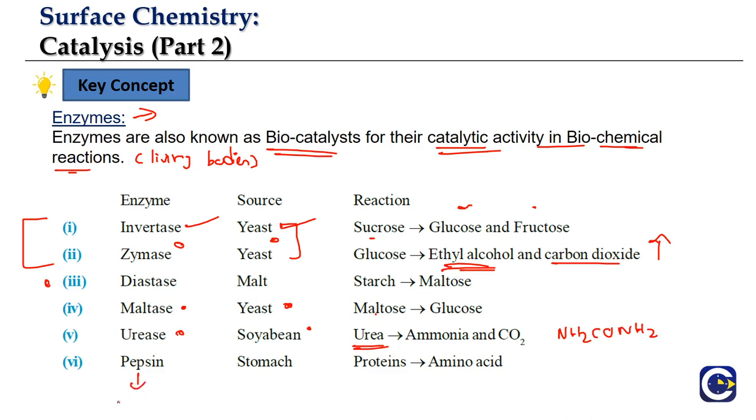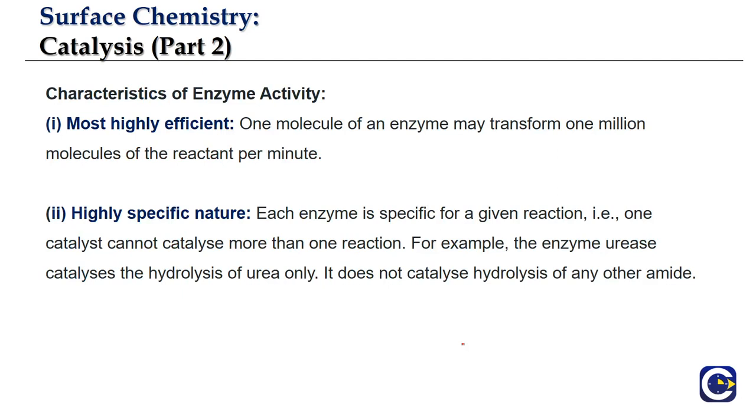Pepsin is the enzyme that helps in the digestion of food inside our stomach. Pepsin, which is present in our stomach, will break down the proteins into amino acids. So these are some of the common enzyme activities that we see around us as well as within our human body. Now while we have talked about the characteristics of a catalyst, there is some specific nature of the enzymes.